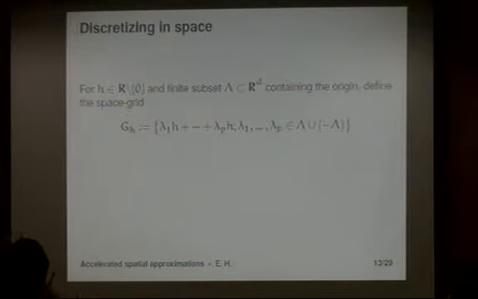Okay. So then we want to discretize in space, right? So we define the space grid GH. So here we have some non-zero real number h, and a finite subset lambda of R^d, and we define the following space grid.